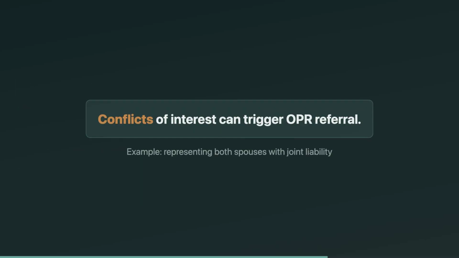Conflicts of interest can also generate referrals. A classic example is representing both spouses or ex-spouses when there's a joint tax liability and their interests aren't aligned. On the exam, watch for facts that scream one client's defense hurts the other. That's when OPR starts asking whether the practitioner properly managed the conflict and obtained informed consent where required.